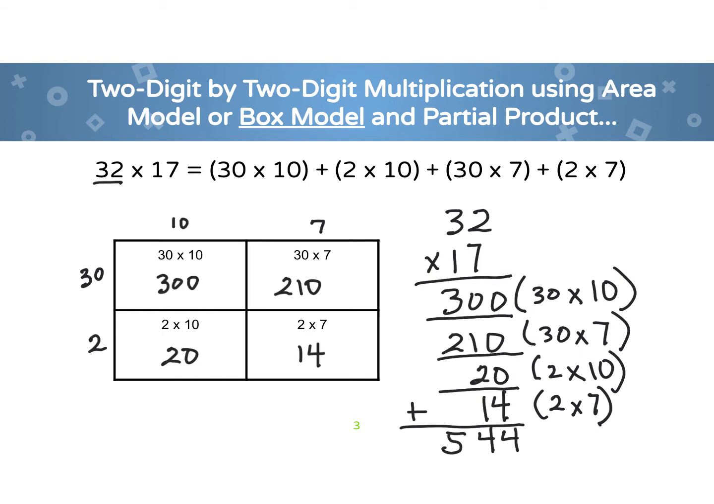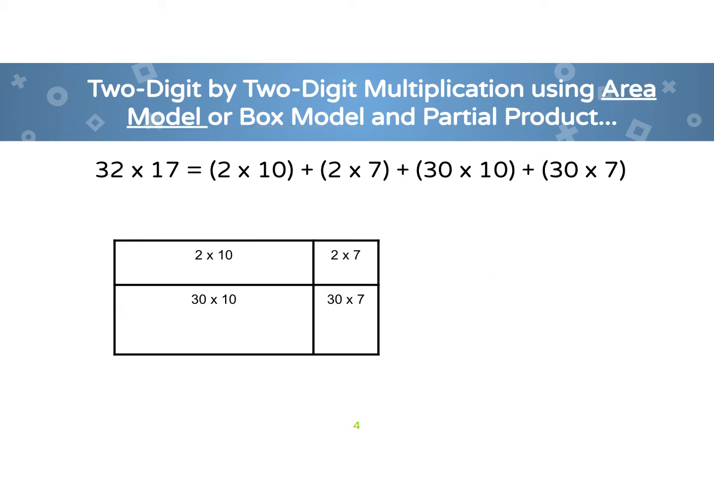Okay, so you see my partial products over here to the right: 30 times 10, 30 times 7, 2 times 10, 2 times 7. So when I add those all together, all 4 boxes, I get 544. Okay, this is exactly the same thing. It's just that it's more of an area model.